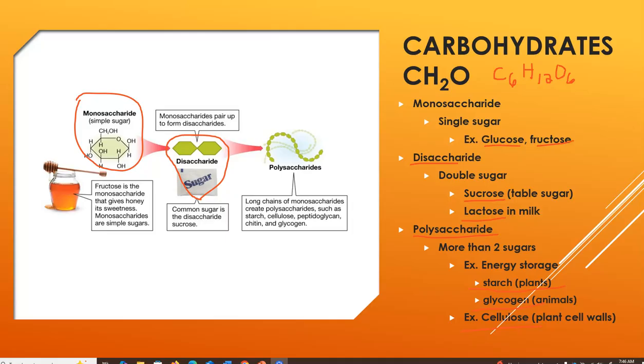Another example of a polysaccharide is cellulose. This is a carbohydrate that's extremely important in the construction of the body of a plant. So cellulose is found in the cell walls of plant cells. So it's a major structural component in plant cell walls. So in order to grow, these plants need to be able to produce cellulose.